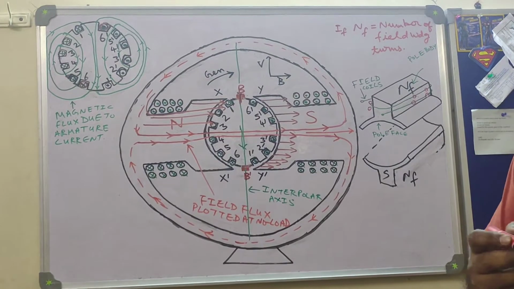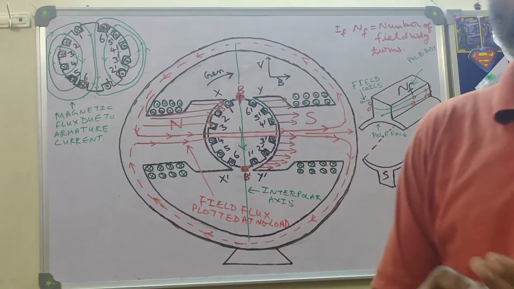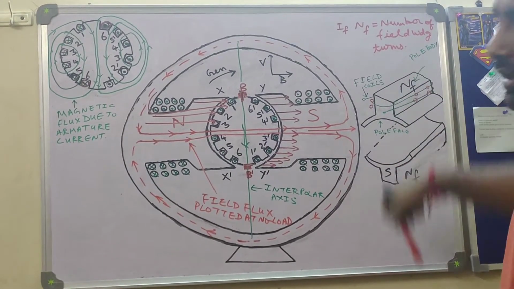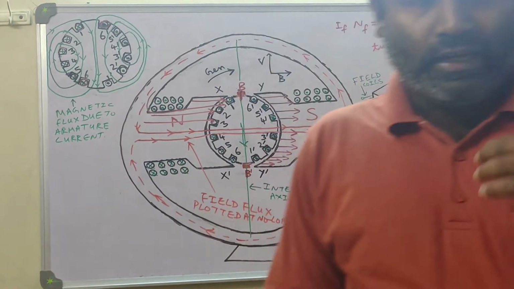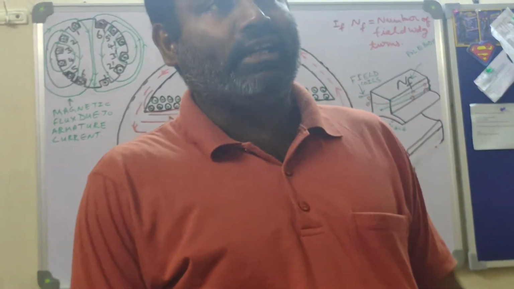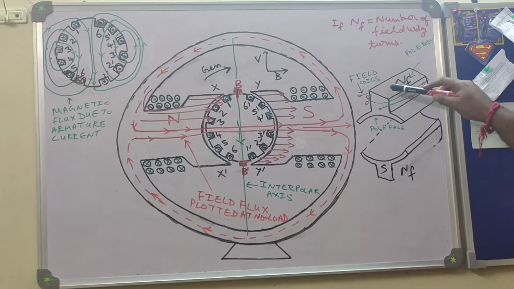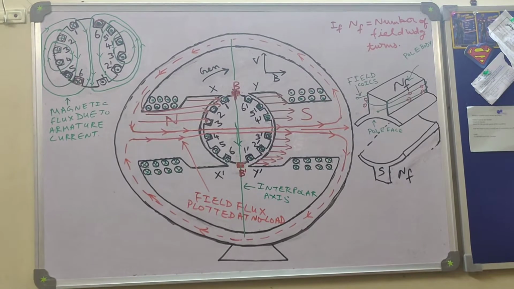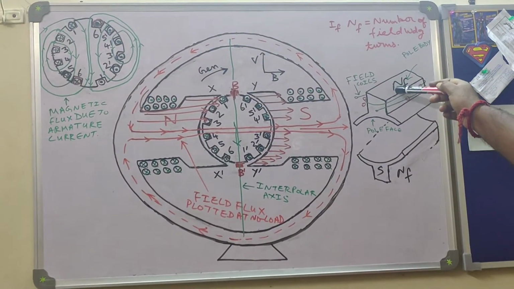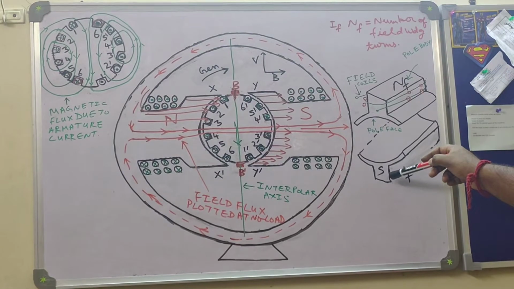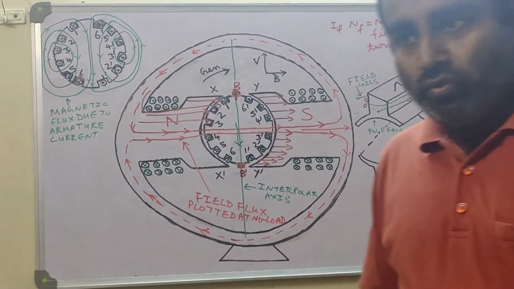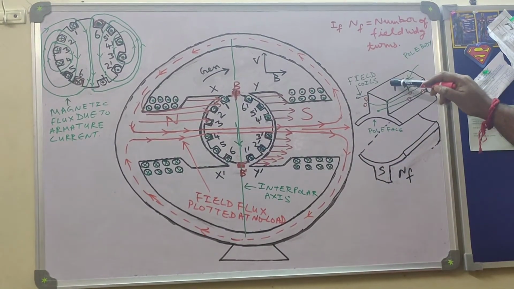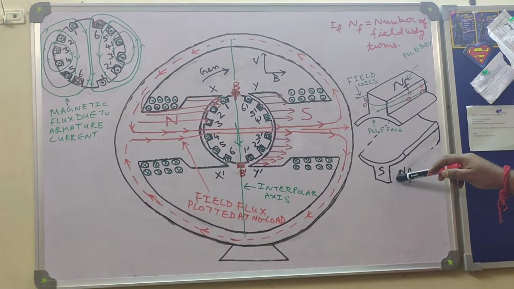Okay. Now what has to be done regarding the connection? The field coils on this pole and the field coils on these poles need to be connected in series. Why? Because if they are connected in series, then we make sure that the current flowing through the field coils of this north pole is the same current flowing through the field coils of this south pole. When you connect them in series, you make sure that the same field current is passing through the field coils of the north pole as well as the field coils of the south pole.